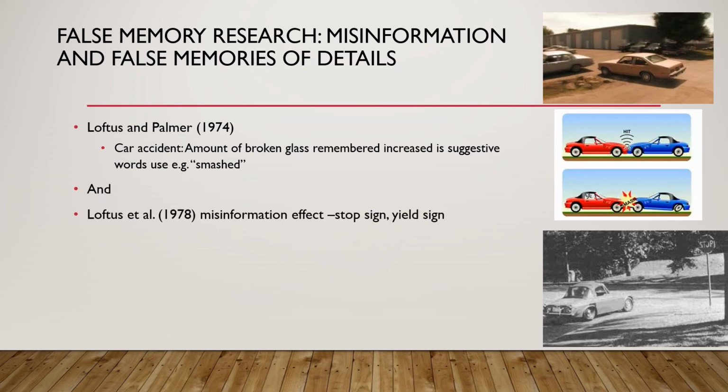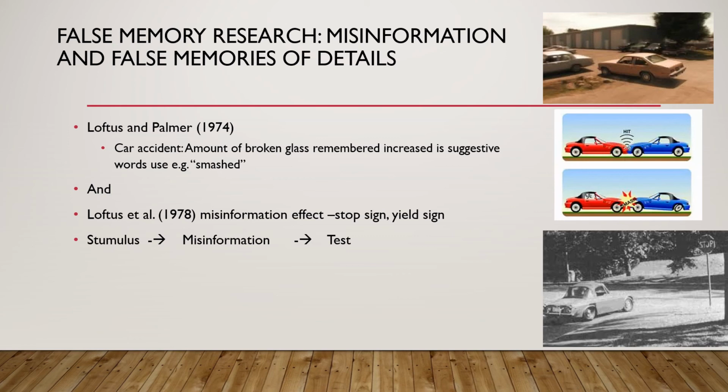And later on, the same researcher, Loftus, and colleagues in 1978, did one of the first misinformation effect experiments, where you have a stimulus, where you see a slideshow of a car accident. And in the slideshow, you might see a stop sign, but later on, you may be given misinformation that it was a yield sign instead.